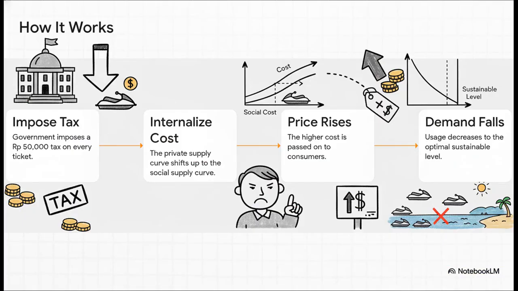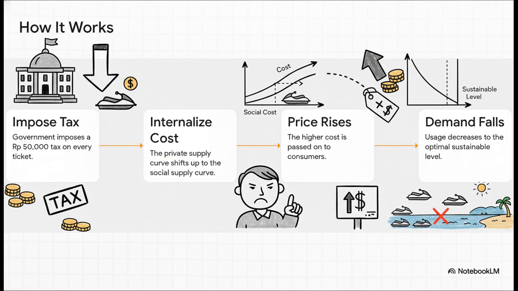So how does this actually work in practice? Let's walk through it. First, the government imposes that Rp 50,000 tax on the jet ski operator for every single ride. Instantly, the operator's private cost now includes the social cost. Now, as a manager, you face a critical decision. Do you absorb this new cost and just accept a lower profit margin, or do you pass it on to the consumer? Let's assume you pass it on.